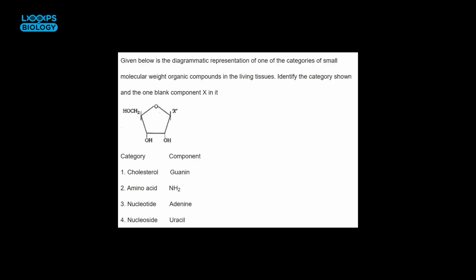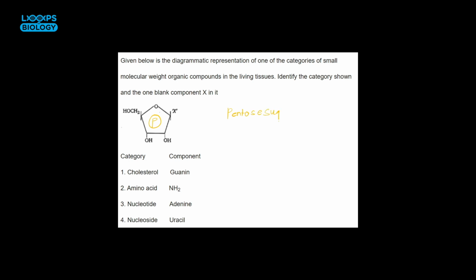Alright. Let's move on to the question. Given below is a diagrammatic representation of one of the categories. Alright. Can you see the phosphate group? No. Can you see the pentose sugar? Yes. So there is a pentose sugar.